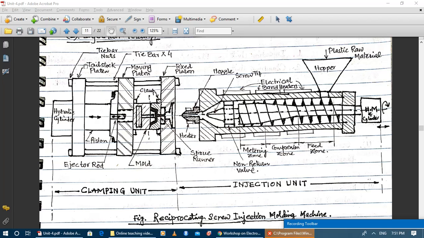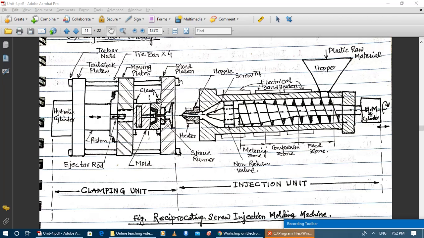Okay, and each tie bar has tie bar nuts that hold the fixed platen and the tailstock platen connected to the tie bar. So the role of the tie bar is that it will assist the movement of the moving platen onto the tie bar, as well as during the clamping stage the strain energy is stored in the tie bar by slight increment in the length in the tie bar.